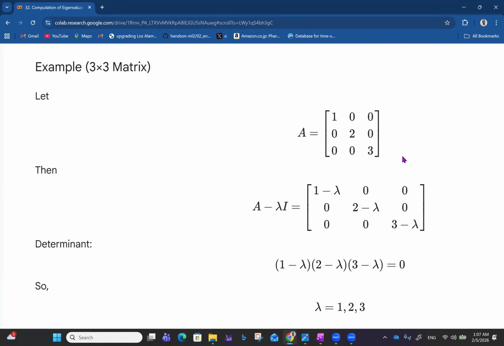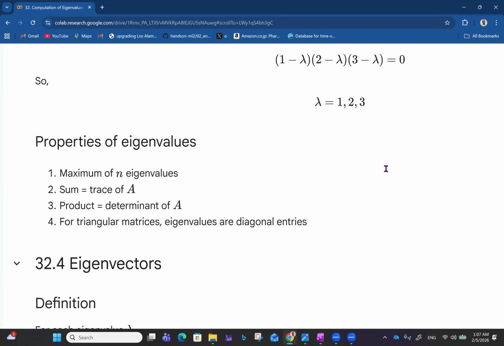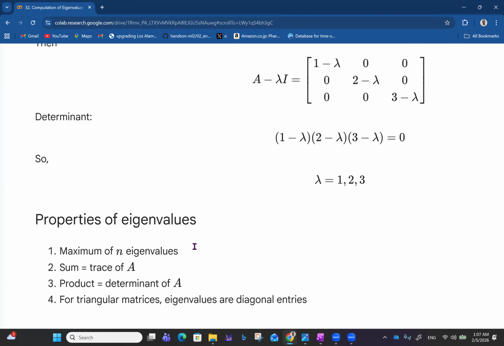So if you are doing an objective question, a multiple choice question, and you are told to find the eigenvalues of this matrix, don't even stress yourself. Just know that the values are 1, 2, 3. Yeah. So, properties of eigenvalues now.